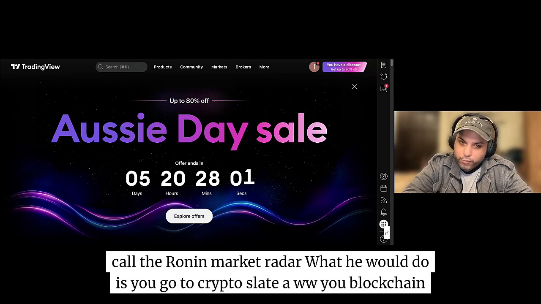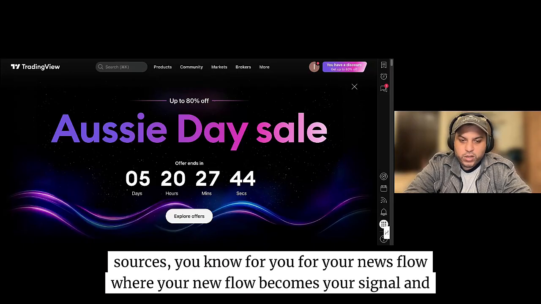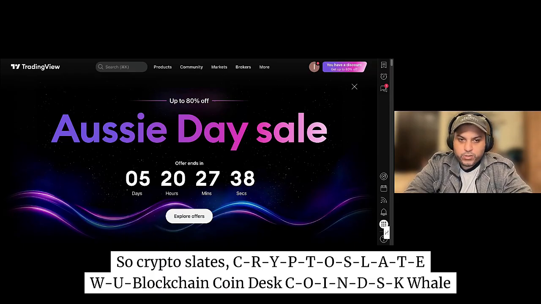And then of course, for news and things like that, this is what I call the Ronin market radar. What you would do is you'd go to CryptoSlate, WU Blockchain, CoinDesk, Whale Chart, Ethereum Daily, Sentiment Feed, and all of these are sources for your news flow, where your news flow becomes your signal and not noise.